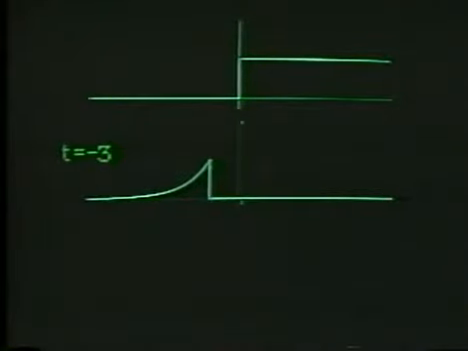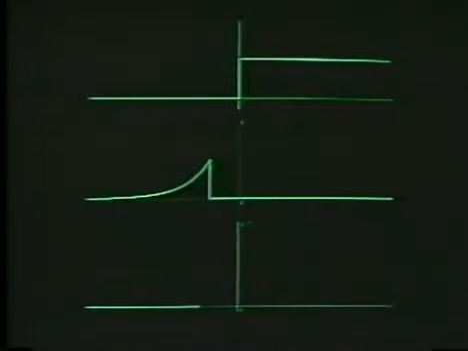Now, to form the convolution, we want the product of these two. And for t negative, there are no non-zero contributions to the integral. And so the convolution will be 0 for t less than 0. On the bottom trace, we show the result of the convolution here for t negative. And for t less than 0, we will continue to have 0 in the convolution.